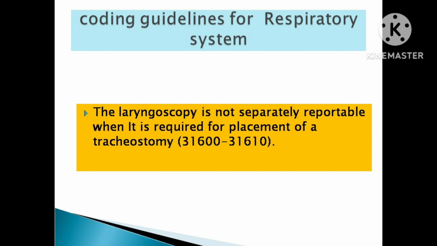Okay, then next point is laryngoscopy. Laryngoscopy is not separately reportable when it is required for placement of tracheostomy. So as I told you already, the tracheostomy CPT codes range from 31600 to 31610. So laryngoscopy we cannot bill with the placement of tracheostomy.